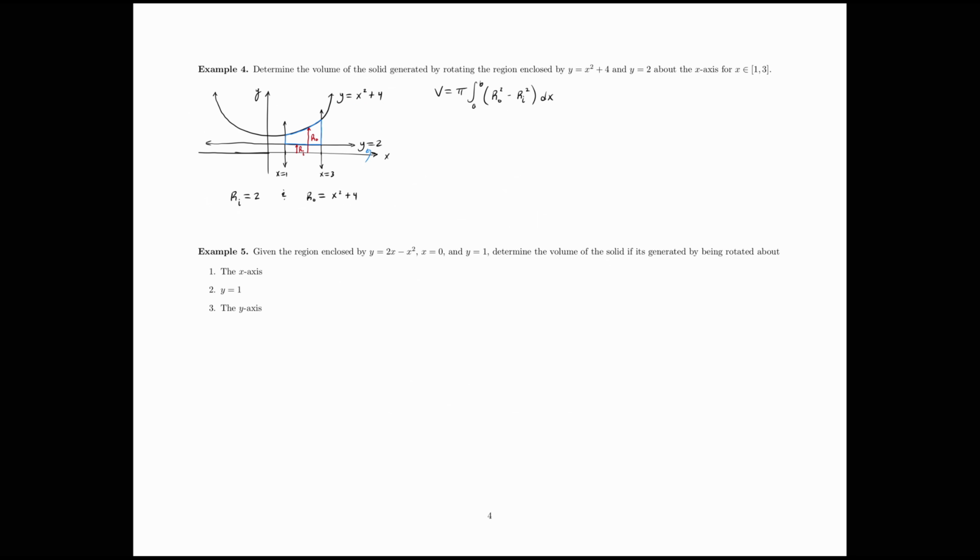Okay, so now that we have this, we have pi times the integral from start to finish, left to right. So this would be from x equals 1 to 3. Outer radius squared, so we'd have to expand that, minus the inner radius squared, so 4.